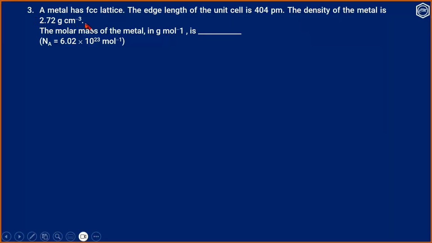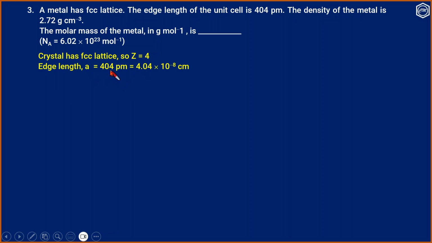Third question. A metal has FCC lattice. The edge length of the unit cell is 404 picometer. The density of the metal is 2.72 gram per centimeter cube. The molar mass of metal in gram per mole is. Avogadro constant is 6.02 into 10 raised to 23 per mole. Crystal has FCC lattice, so effective number of atoms Z is equal to 4.